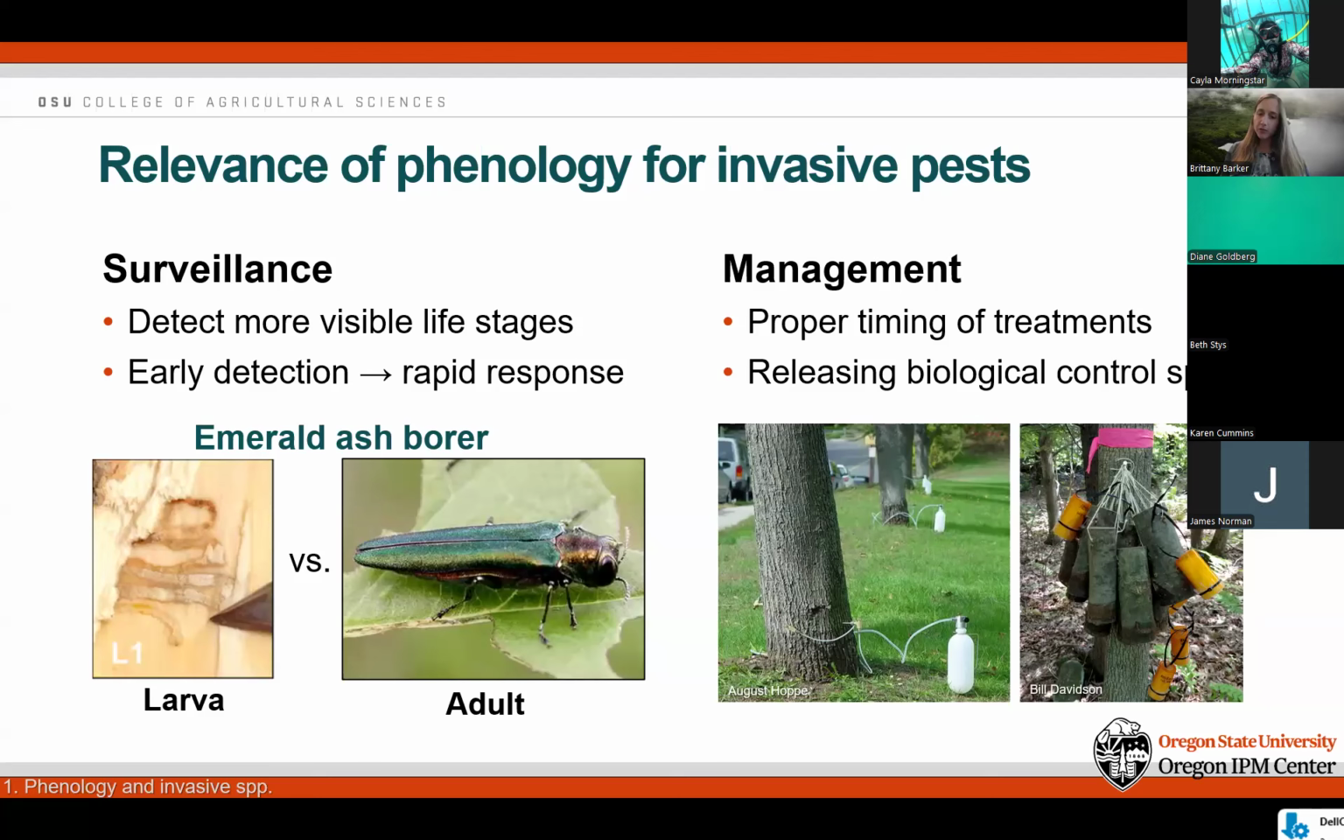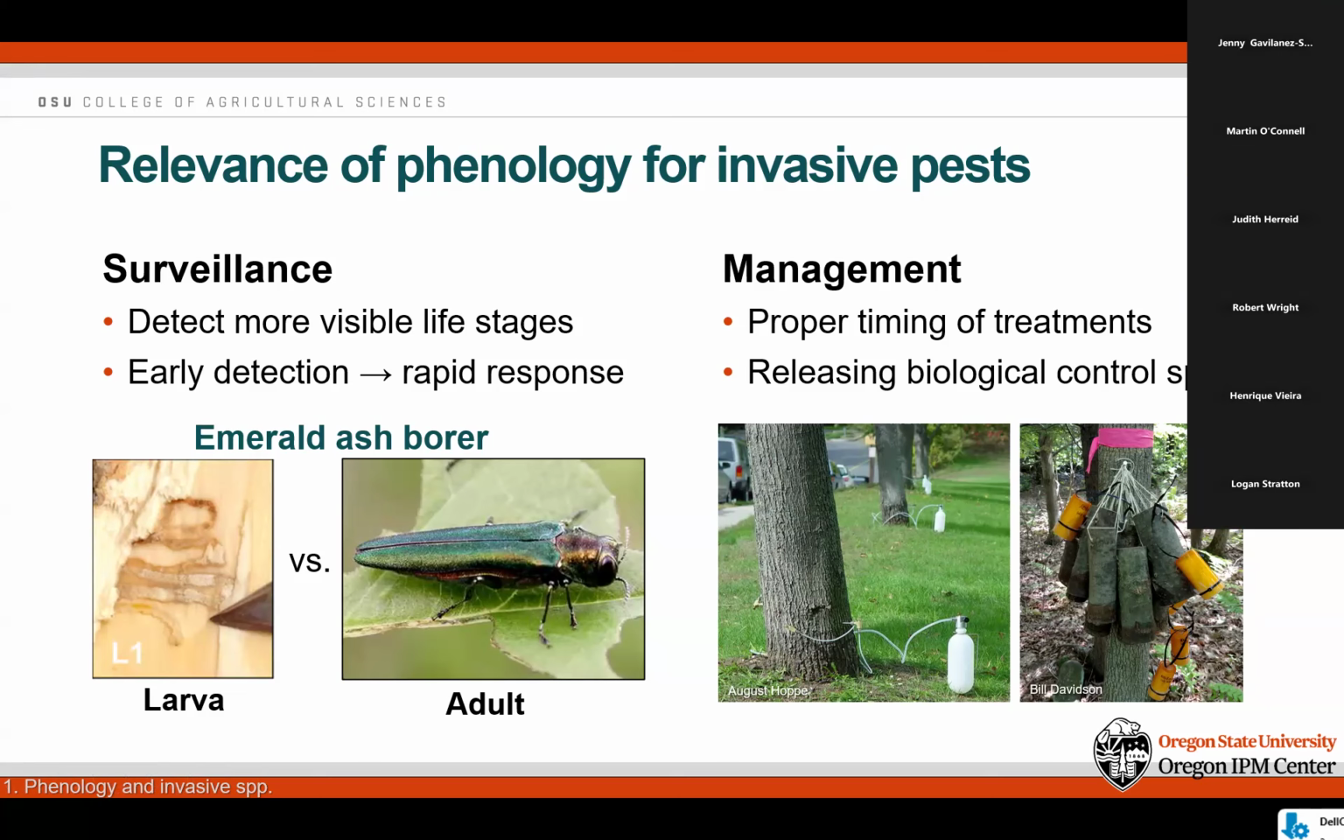Also, there is the release of biological control agents or parasitoids for different insect pests. This is an example for emerald ash borer. I'm not sure which biocontrol agent that is, but they're hanging a bunch of these containers that have the parasitoids in them. Those parasitoids often target a specific life stage, like the egg stage or the larval stage of an insect. So if you release the parasitoids at the wrong time of year, they're just going to die because the right life stage isn't there for them to attack.